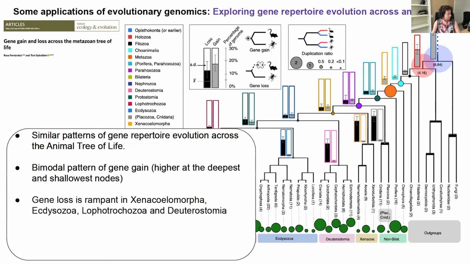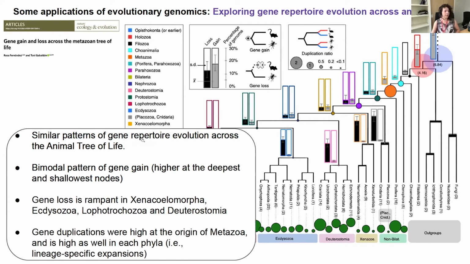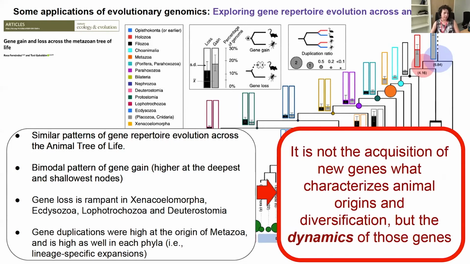Something very interesting: what we found is that when animals originated, there was a huge duplication of many different genes. So what we hypothesize is that it is not the acquisition of new genes that characterizes animal origins, but the dynamics of these genes. So genes already existed and they duplicated massively at the origin of animals.